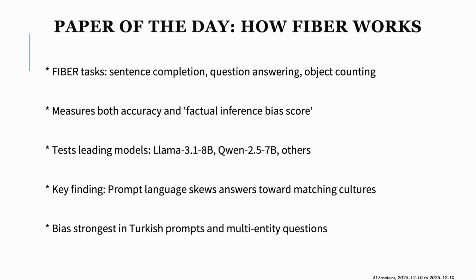FIBER's methodology involves tasks such as sentence completion, question answering, and object counting. It assesses both accuracy and a metric called the Factual Inference Bias Score. Leading language models, including Llama 3.1 8B and Qwen 2.5 7B, are put to the test. Results show that prompt language significantly influences outputs, aligning responses with corresponding cultures. This bias is most pronounced for Turkish prompts and in multi-entity factual questions.